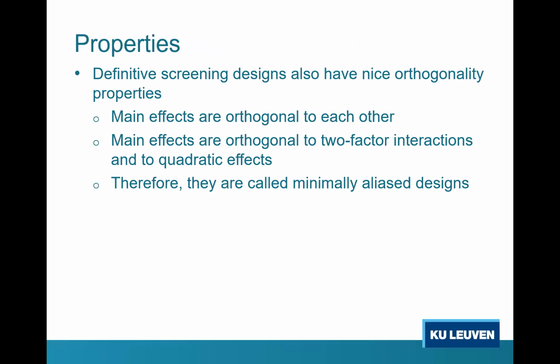To summarize, definitive screening designs also have nice properties. The main effects are also orthogonal to each other, so we can estimate them independently. They're orthogonal to the two-factor interactions and to the quadratic effects, which is very similar to the traditional response surface designs. And because of these technical properties, you can call the definitive screening designs minimally aliased designs, because the main effects are orthogonal to the two-factor interactions and to the quadratic effects.